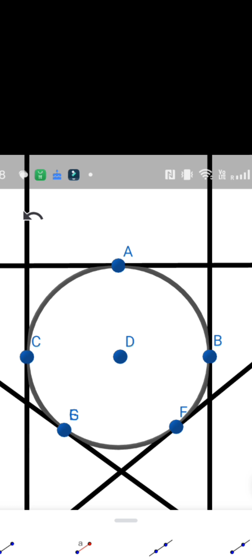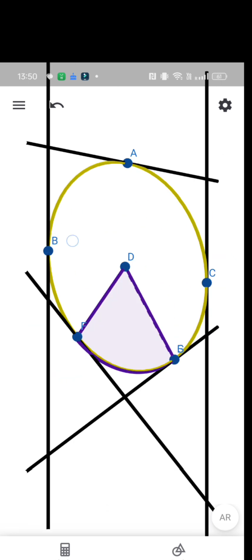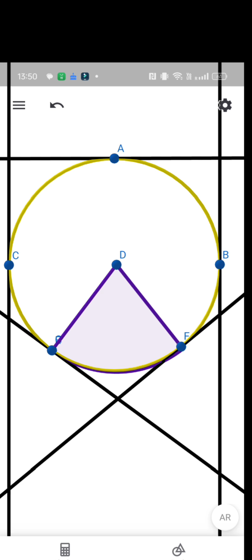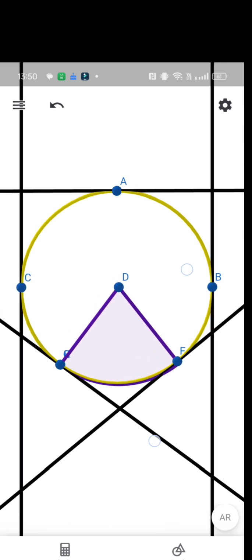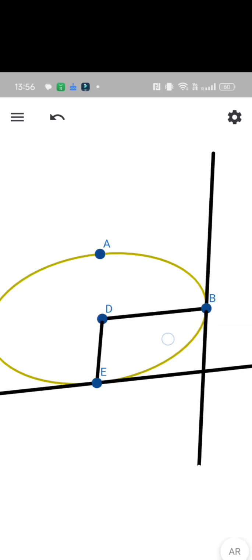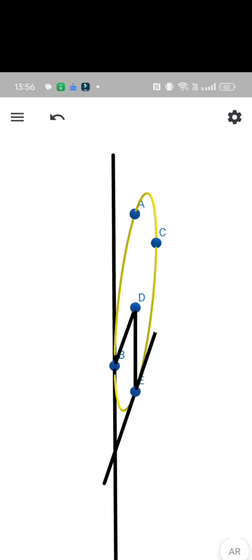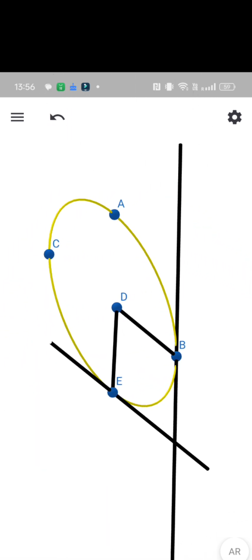So now if we take an arc on the circle, like here we have taken EF, and we are joining the points E and F to the center of the circle, then these shaded and non-shaded regions are called the sectors of the circle. Shaded one is the minor sector and non-shaded is the major sector of the circle. So the bigger portion is called the major sector and the smaller portion is called the minor sector of the circle.